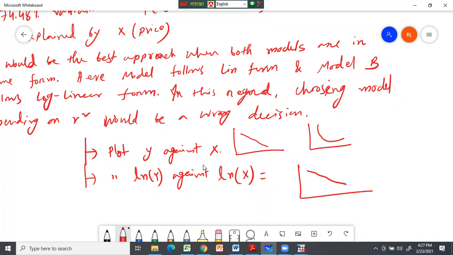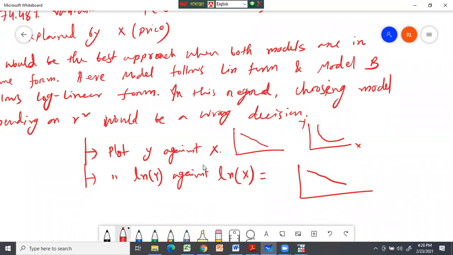I repeat, when you plot only y against x, that means your raw data of y against your raw data of x, and if you have found almost a straight line, then your linear model would be preferable to the log linear model. But after plotting the raw value of y against the raw value of x, if your model looks like a curvature relationship, or if your graphical representation shows a curve between y and x, so in that case, you have to understand that this linear model will not be applicable for this set of data. It is actually followed by a non-linear model.